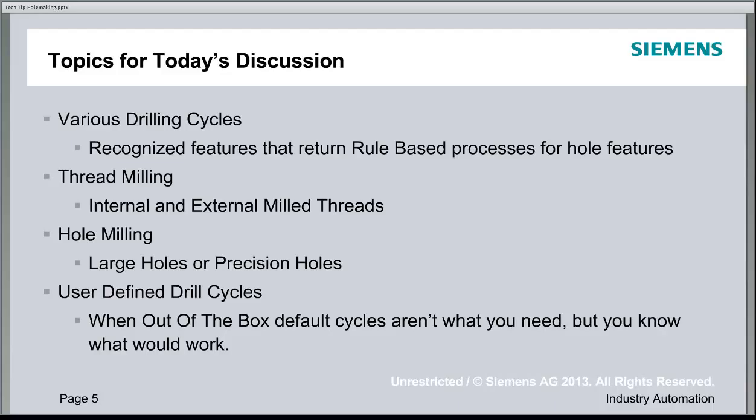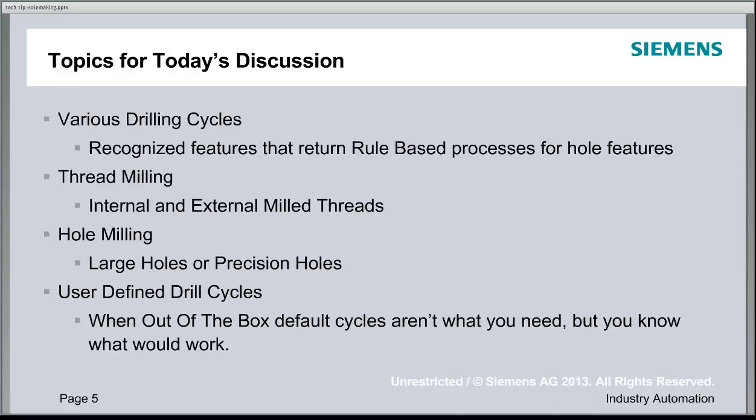And then I want to spend a little time with thread milling, both internal and external milled threads. With some new capabilities in the last few releases of NX that make that a much easier task than it has been previously. And then some hole milling also that we can work with, especially for larger holes where you can't drill them that big, or they're maybe a little bit more precise than you can drill, and you need to go in and machine those, mill those out. A couple of approaches for those that will be helpful.